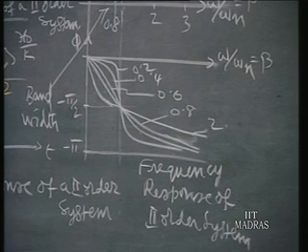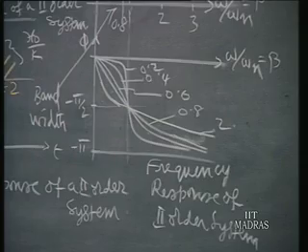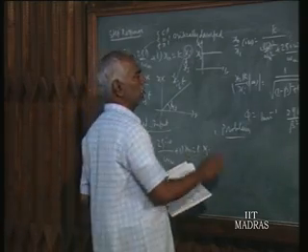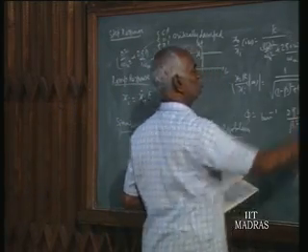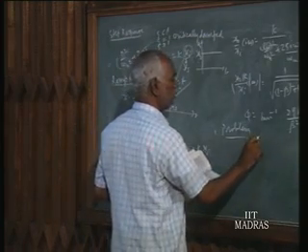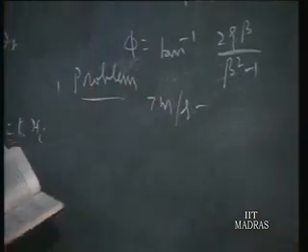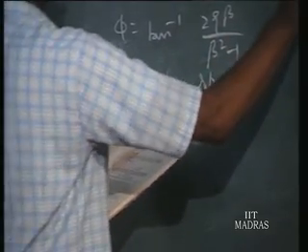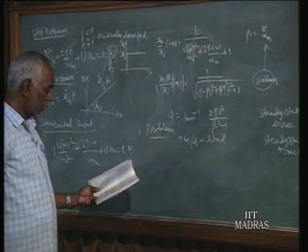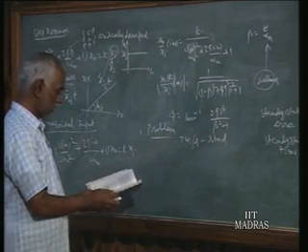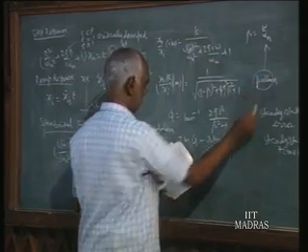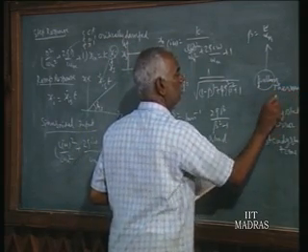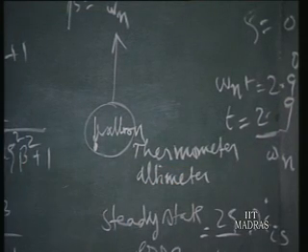Now we will work out one or two problems in this chapter, dynamic response. First problem. There is a balloon rising in atmospheric conditions. It rises at a rate of 7 meters per second. That is the speed of rising of the balloon. The balloon rises at this speed, and it has a thermometer inside, and also an altimeter, which measures the height of the balloon at any instant.